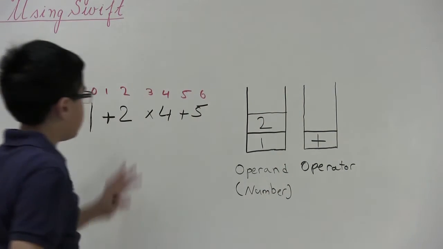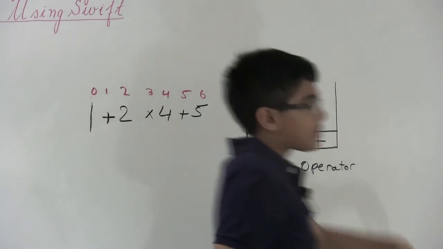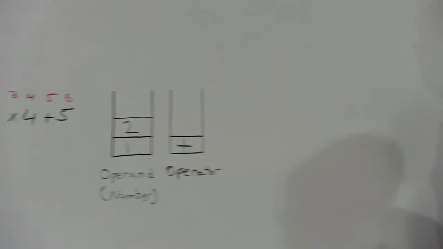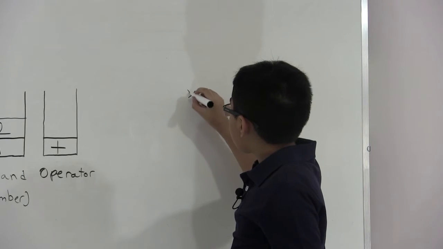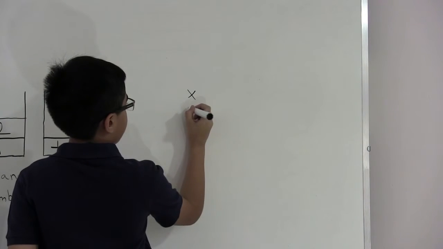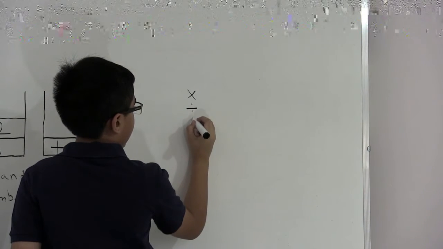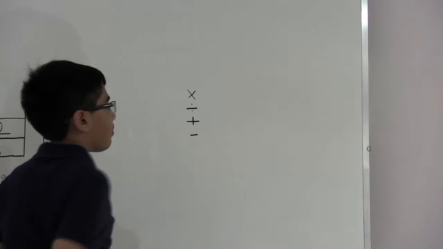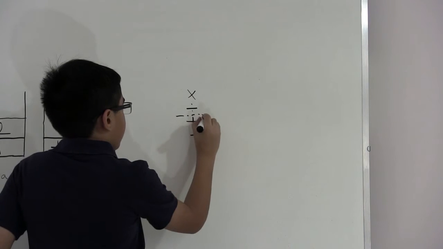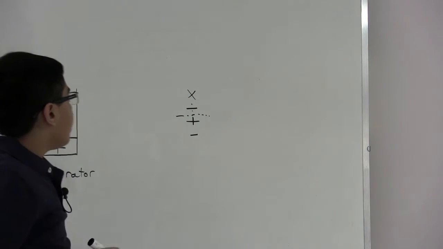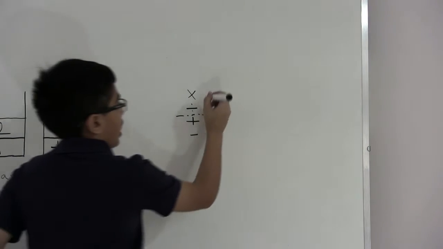Now here's where something comes in. We see another times. Now let me explain something called priority to you. As you can see, we have times, divide, add, and subtract. We split these into two parts. Multiplication and division have the priority of 0.